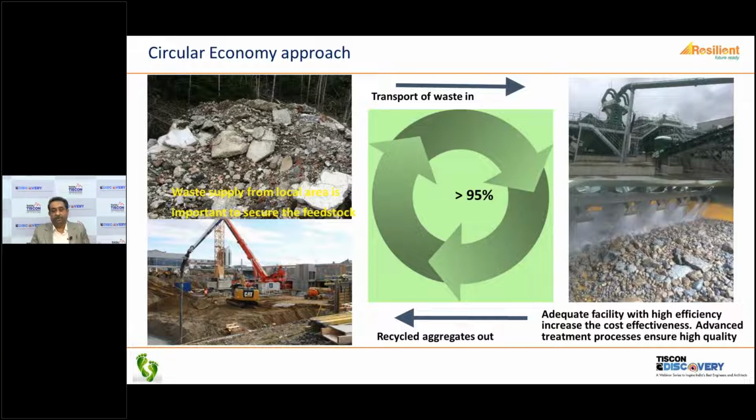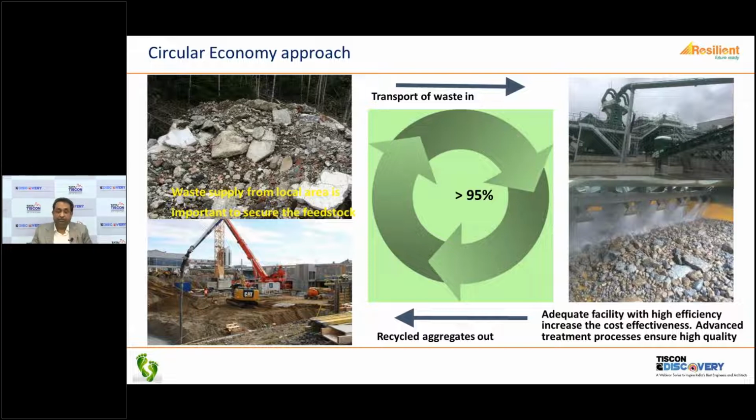So if you have demolition, you use it, transport the waste into a recycling facility, you clean it out, reprocess it, and then you get back to another application, so that the material is always in circulation. And with this, 95% recycling is targeted to be achieved by these recycling methods.